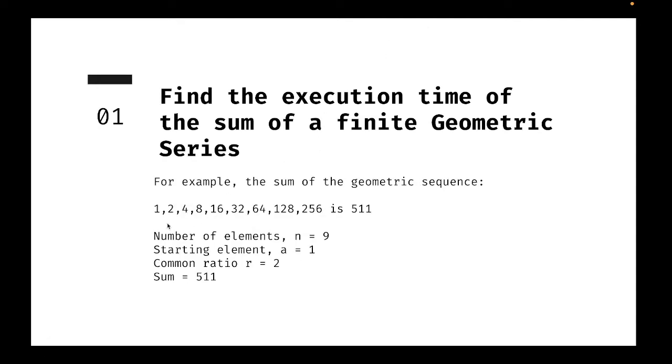As a refresher, consider this series: 1, 2, all the way to 256. The starting element is 1, the number of elements, 1, 2, 3, 4, 5, 6, 7, 8, 9, is 9. And the common ratio between each element is 2, because 1 times 2 is 2, and 2 times 2 is 4, and 4 times 2 is 8, and so on. If I add up all these numbers from 1 to 256, the resulting sum is 511.